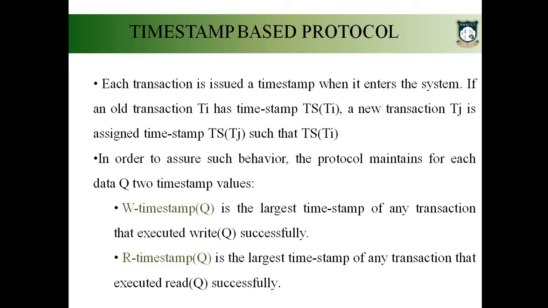Similarly, the write timestamp value. Say for example, the data item Q is written by 3 transactions, T1, T2 and T3. Among these 3 transactions, whichever transaction's timestamp value is greater, that will be the write timestamp value of Q. So, ultimately, in the read timestamp value or write timestamp value, you will have the timestamp value of the transaction which has started newly.